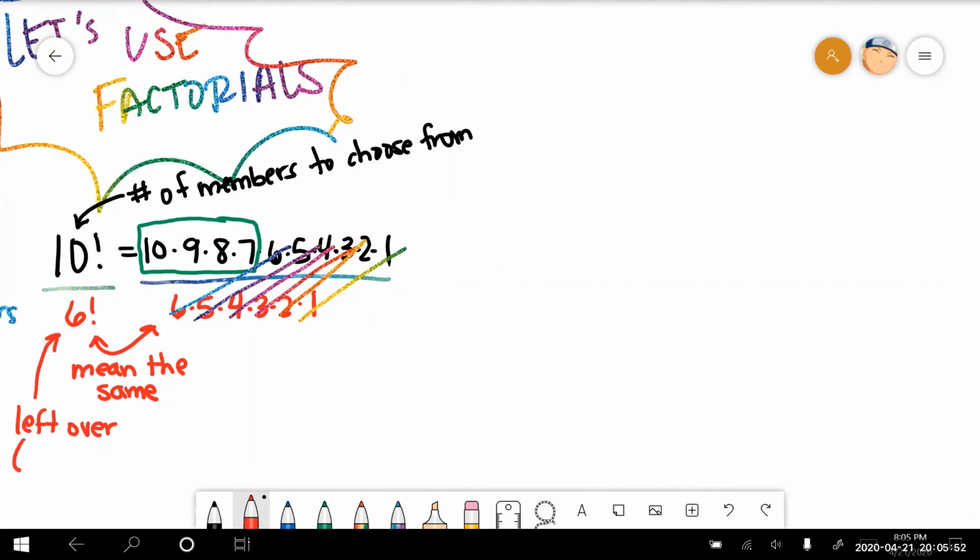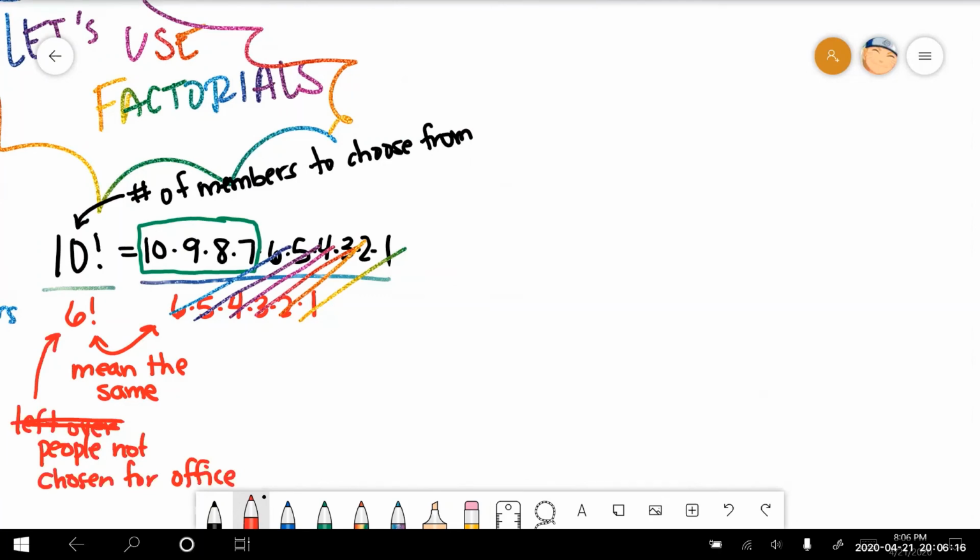Okay, so let's not say leftover. That sounds so mean. People not chosen for office. And remember, this was random, so no hurt feelings, right? You just picked them at random from the hat.